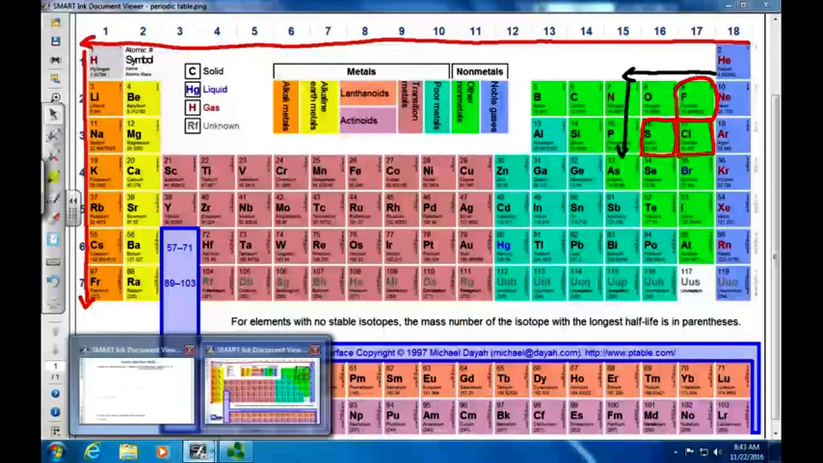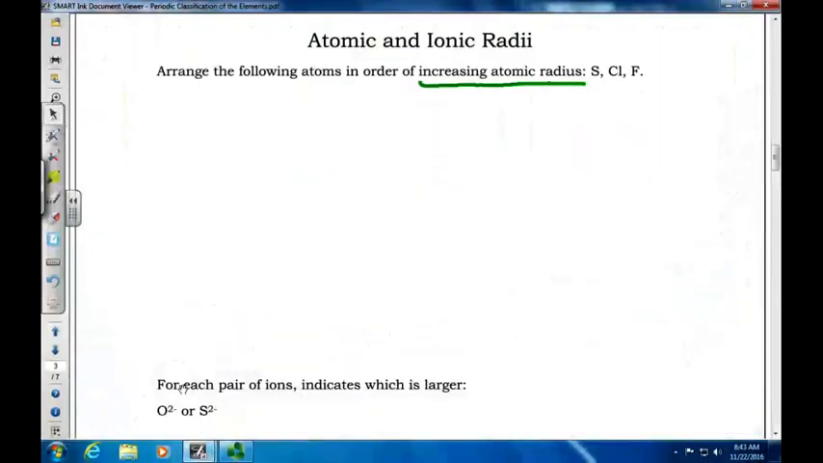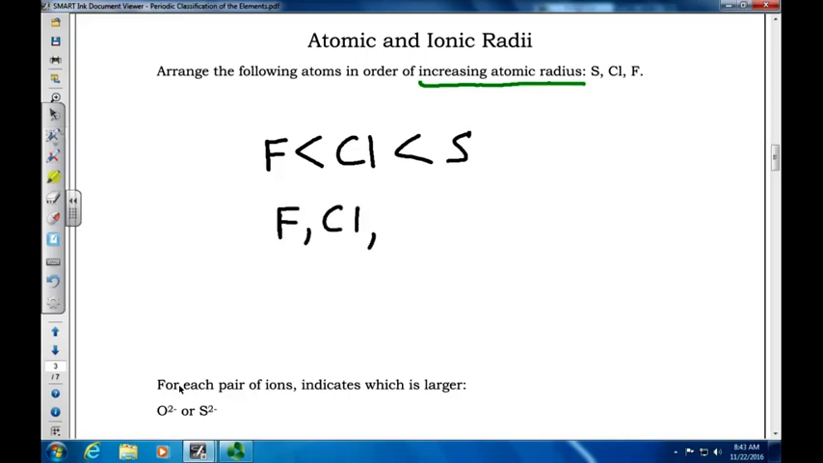So having decided that, we can come back over here and write down that fluorine is less than chlorine, which in turn is less than sulfur in terms of size. Increasing atomic radius, so we're starting with fluorine and ending with sulfur, sulfur being the biggest. You could just as easily have written it like F, Cl, and S because it's already indicated that it wants increasing. So you start with the smallest and move to the largest. If it had asked for decreasing, we would start with sulfur and move to fluorine.